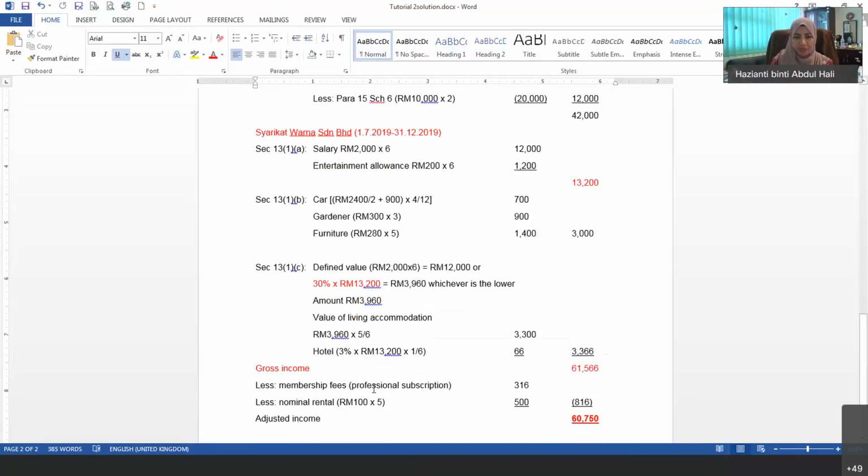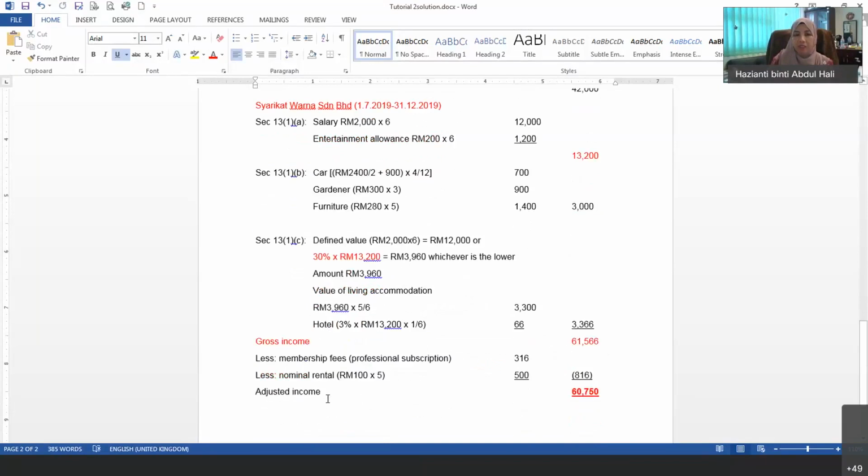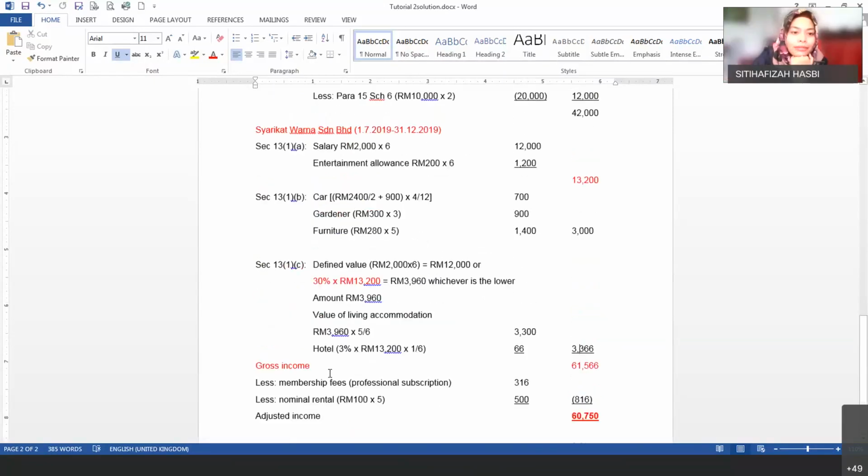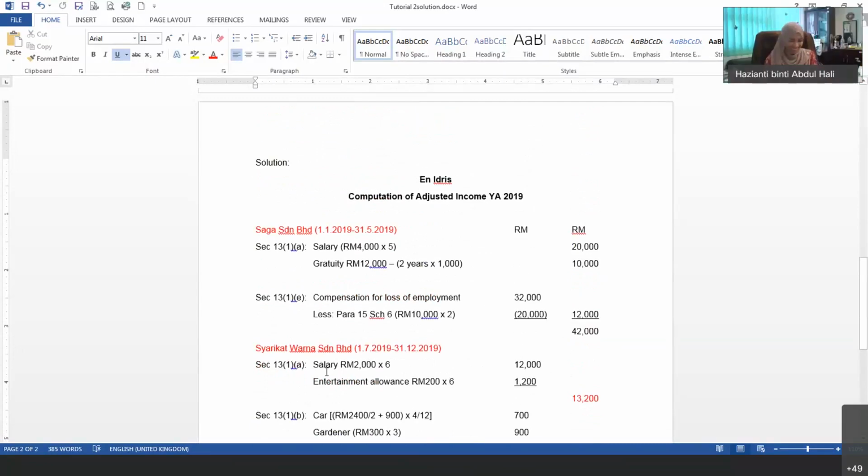And membership is exempted, and also nominal rental, you get adjustment. And for employment income, normally we stop at adjusted income, because we have the gross income and also the adjusted income. All right. Any other question? Madam, ada lagi tak soalan macam Encik Idris ni tapi Encik lain? No more. I've shared with you Encik Faizul, Encik Idris, Encik Maniam, habis lah. If you have more questions later, boleh.